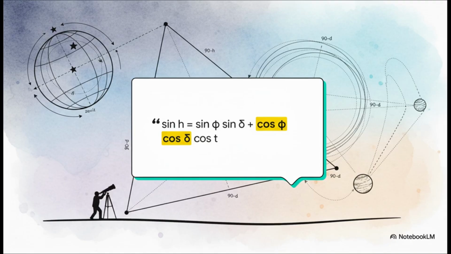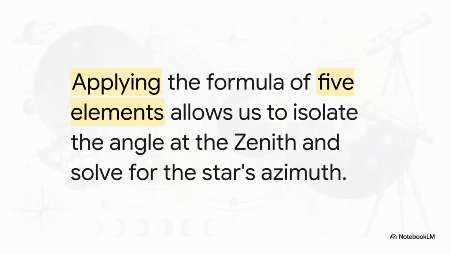This is the fundamental equation. It is the crucial link, the mathematical bridge we were looking for, that directly connects the star's fixed coordinates to its altitude in an observer's local sky. Okay, 1 down, 1 to go. Now we need to find the azimuth.